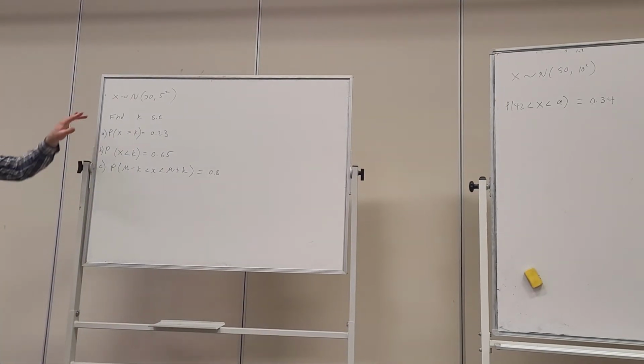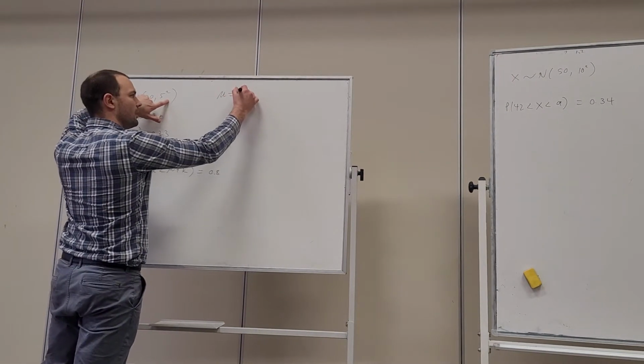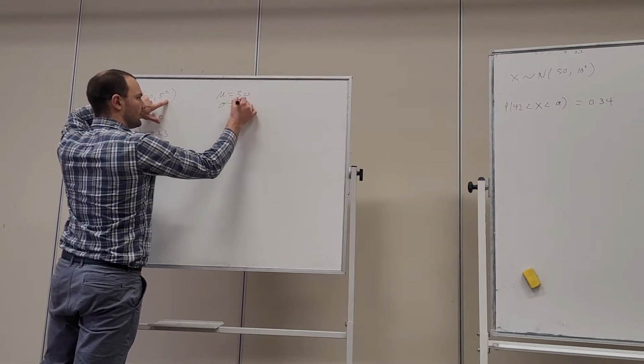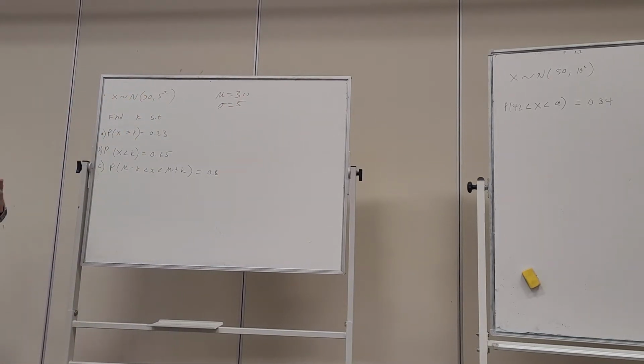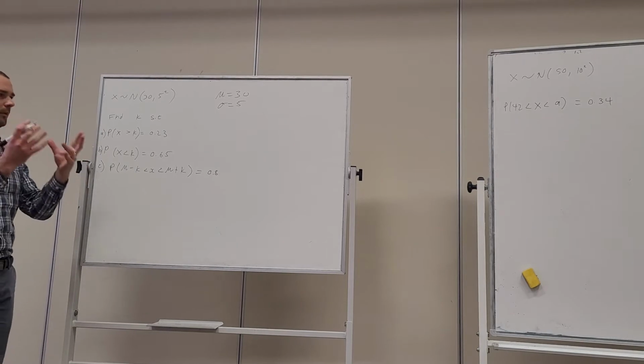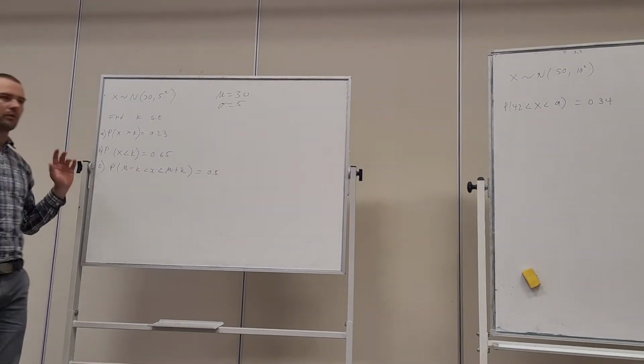Okay, so X is normally distributed, the mean is 30, the standard deviation is 5. And it says find this value of K such that the probability of X being larger than K is 0.23. So with all three of these examples, first I'm going to illustrate what that means.